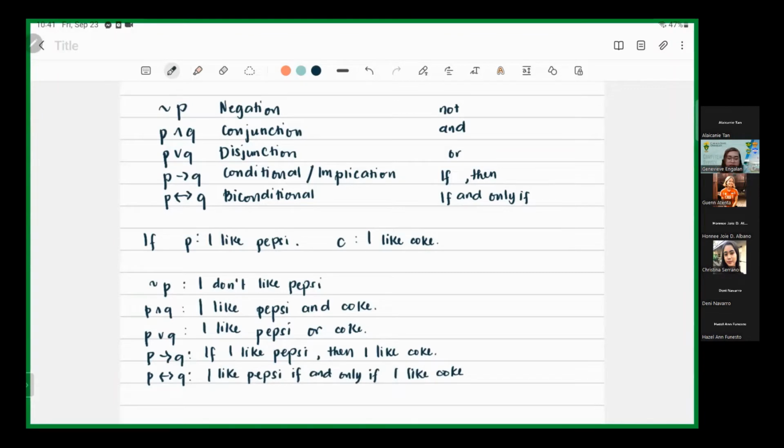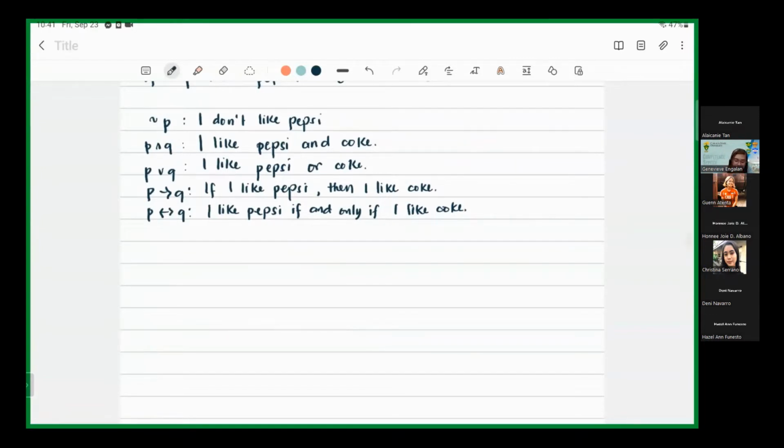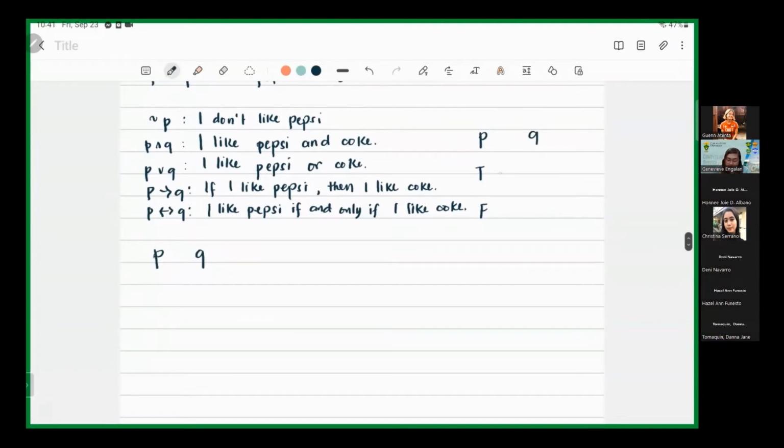Okay, I hope you understood. Now let's recall the truth values and make a truth table. If we have P and Q, how many rows do we have? For P you have true, true, false, false, and for Q the pairs are true, false, true, false.